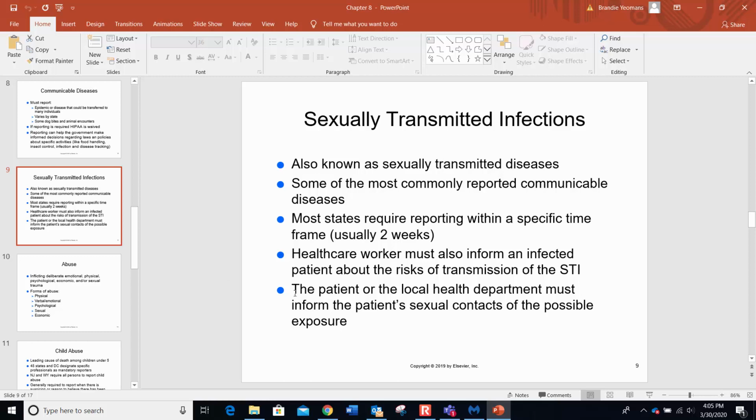So the big thing that we have confidence in knowing is that the local health department is responsible for informing the patient's sexual contacts of this particular exposure. So we're taking care of the patient, we're talking with the patient, doing the patient education, and then the local health department steps in and helps with notifying all the other people that they've been exposed to.